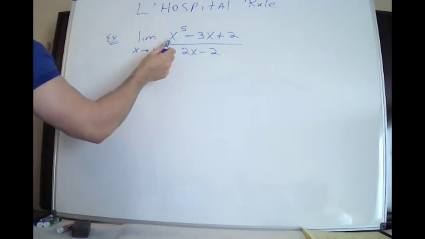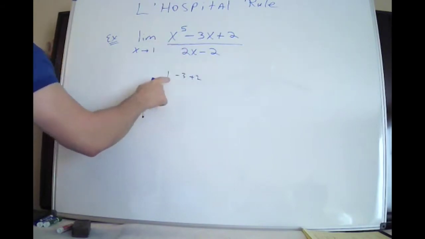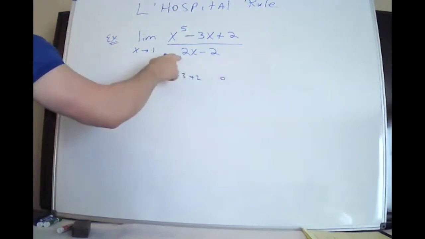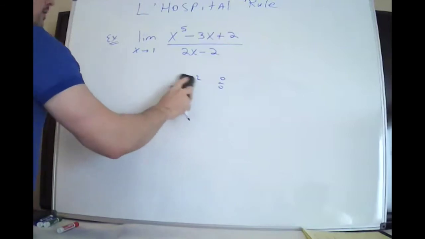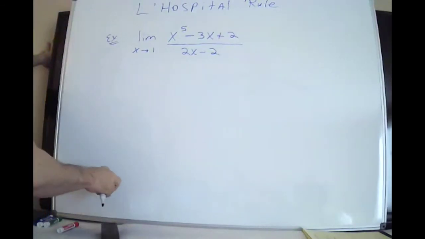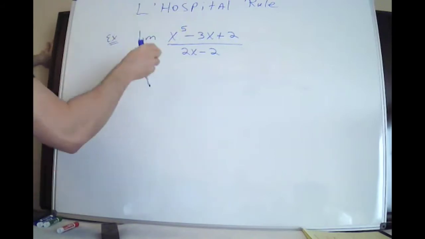So first I'm going to do 1 to the 5th, which is 1. Take away 3 plus 2. That's negative 2 plus 2, that's 0. 2 times 1 is 2. 2 minus 2, 0. So I know I'm good. I'm safe. Now I can use the rule. I have this. This is a limit of indeterminate form. It is 0 over 0.